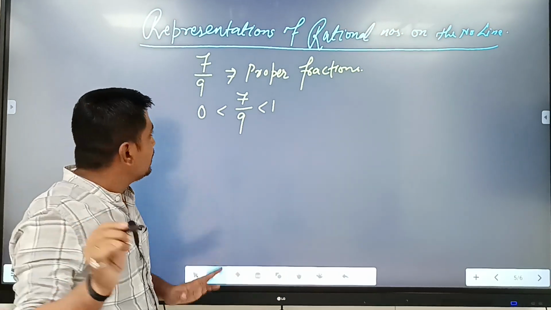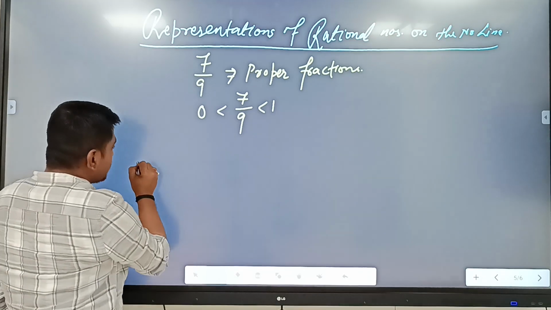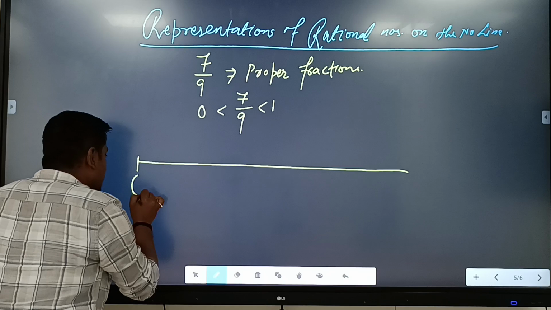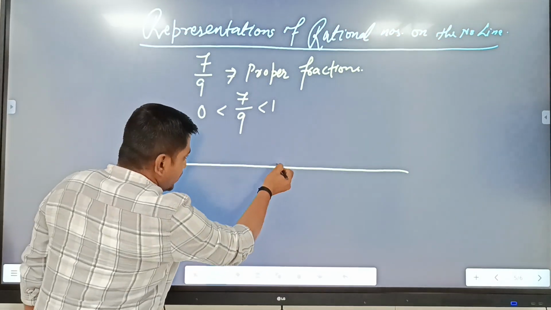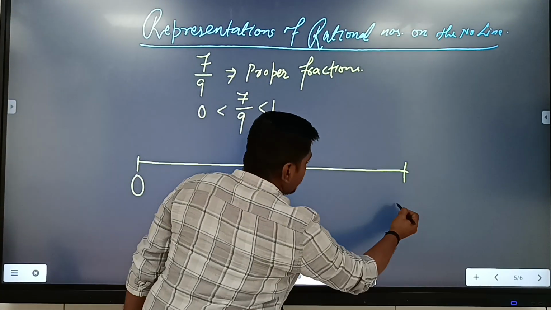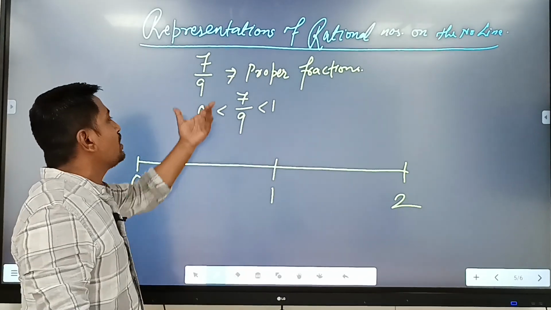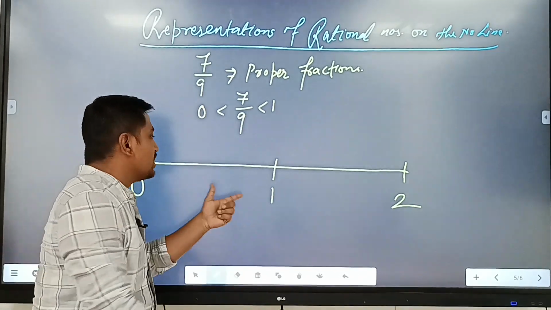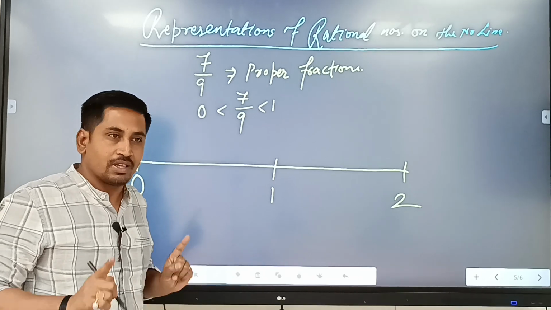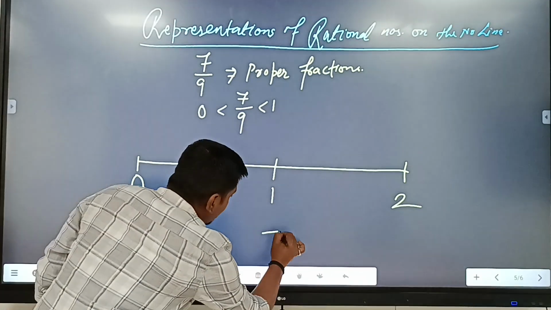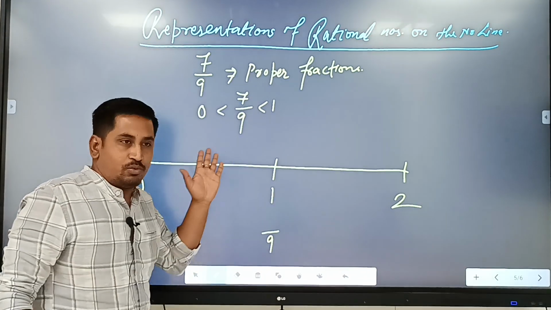Okay, fine. Now what you do, just draw a line, make a demarcation point 0. This is 1 and this is 2. Why are we only taking 1 and 2 like this? Because we have to represent this rational number which lies in between 0 and 1 over here. Clear? Okay. Now, taking denominator as 9, how will you write 1?